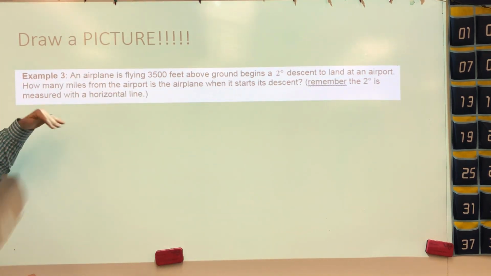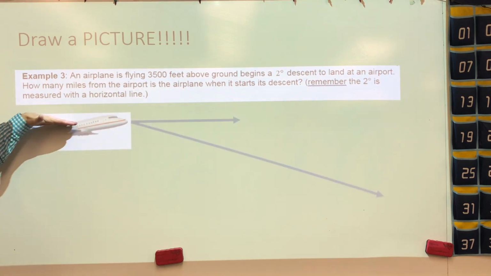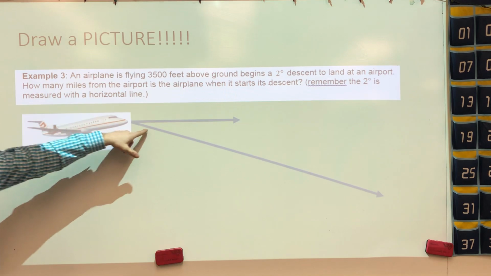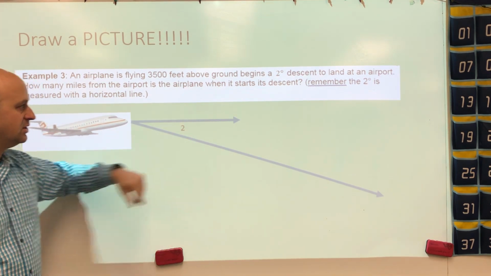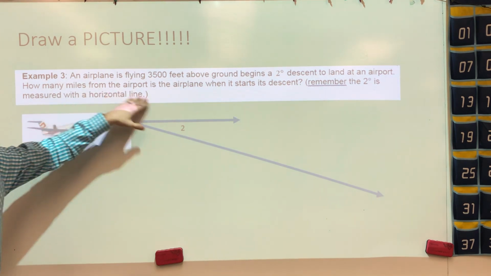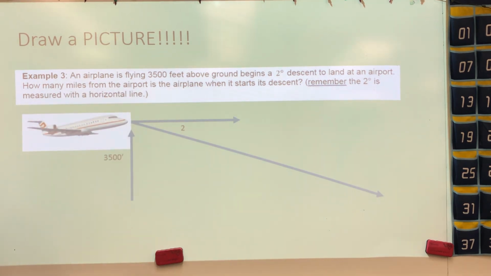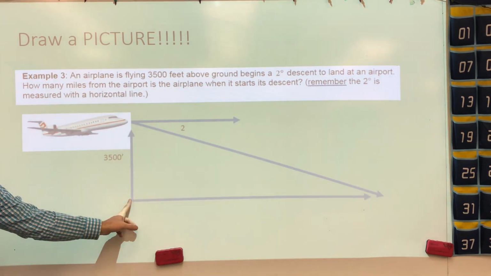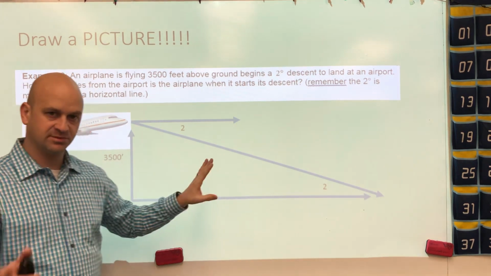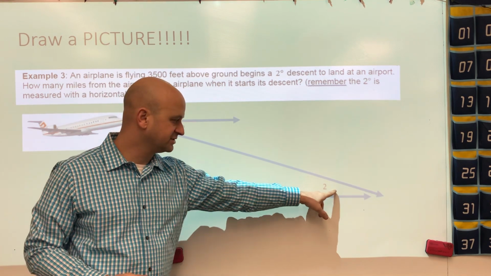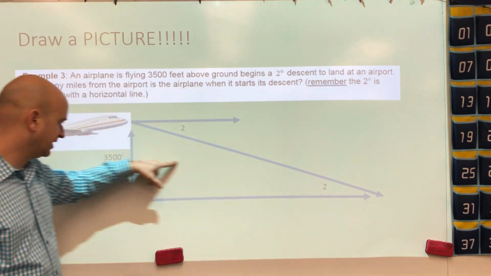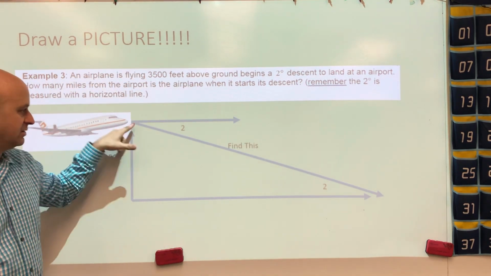All right, let's take a look at this. Now an airplane is flying 3,500 feet above the ground, and it begins a 2-degree descent. So the angle of depression is 2 degrees, right? And it wants to know how many miles from the airport the airplane is. So again, here's the height, and we have our picture. Remember a few minutes ago, angle of depression is the same as an angle of elevation. So down here, this is your angle, this would be opposite, and they want you to find this.